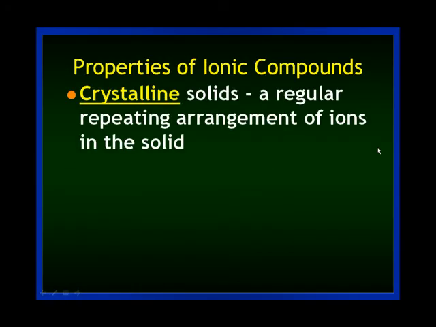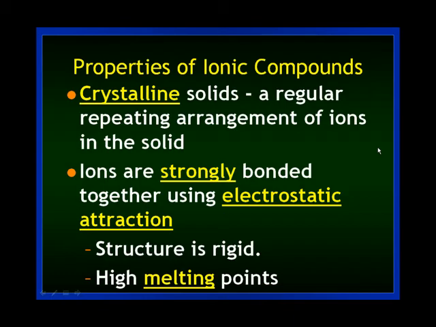Okay, so let's talk about some properties of ionic compounds. They are crystalline solids. What that means is they have a regular repeating arrangement. That's all a crystal is, just a repeating basic structure again and again. The more perfect the repeating structure, the more perfect the crystal is. So all of these ionic compounds are some sort of crystal structure. The ions are strongly bonded through electrostatic attraction. I mentioned that before. I keep mentioning it, so it's obviously a very important point. The structure is rigid and it has high melting points.